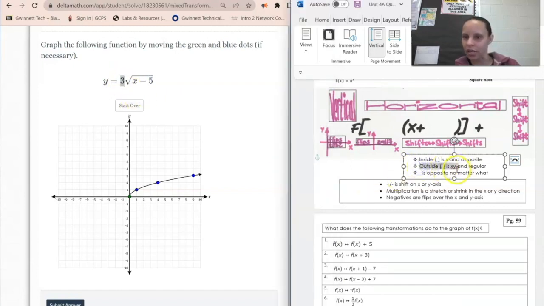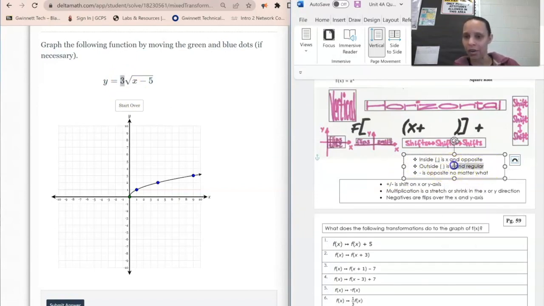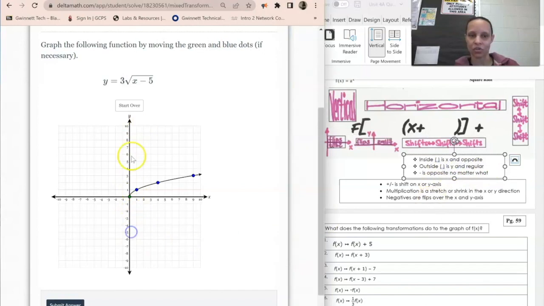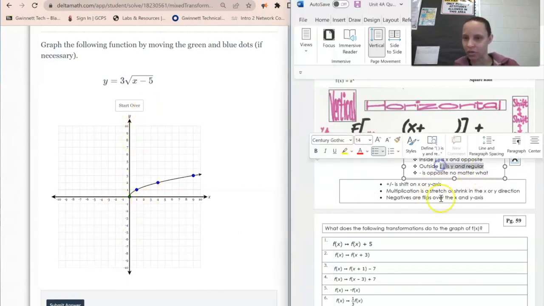All right, so outside is y and regular. It's the y-axis. It's got to do with something going up and down, and it's whatever you think. All right, so keep this in mind.